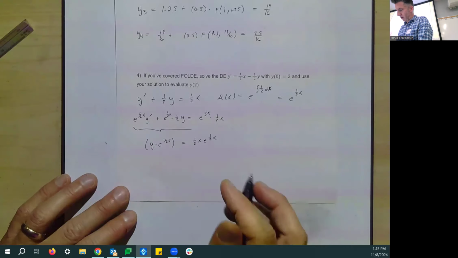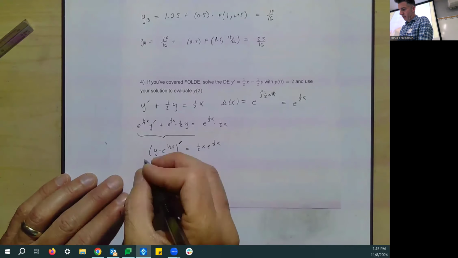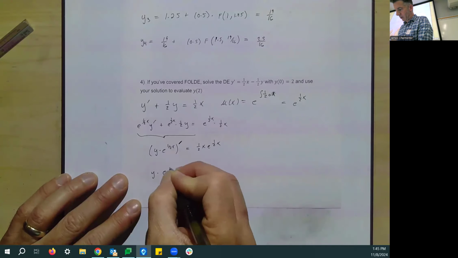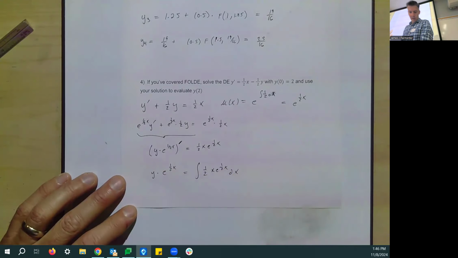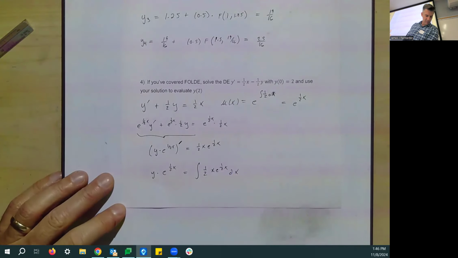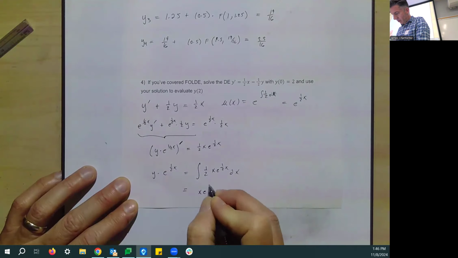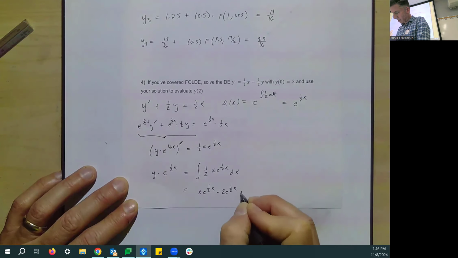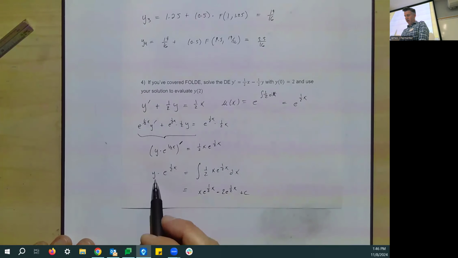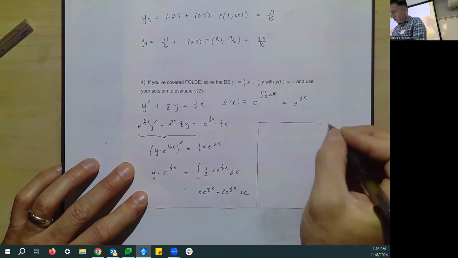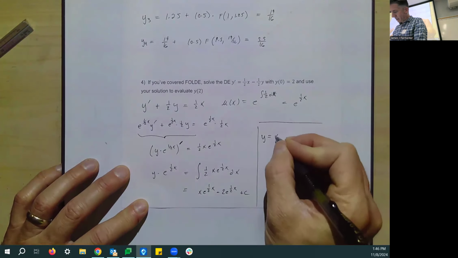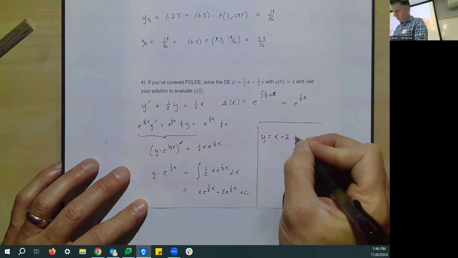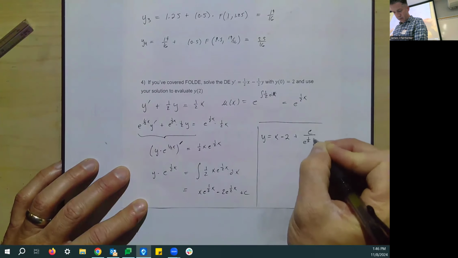We integrate both sides. Oh, sorry, don't forget the differential symbol there. That's important. So then y times e to the 1/2 x is equal to the integral of 1/2 x e to the 1/2 x dx. You would use integration by parts there, and you would get x e to the 1/2 x minus 2 e to the 1/2 x plus c. And then you would divide both sides by e to the 1/2 x to get y equal to x minus 2 plus c over e to the 1/2 x.